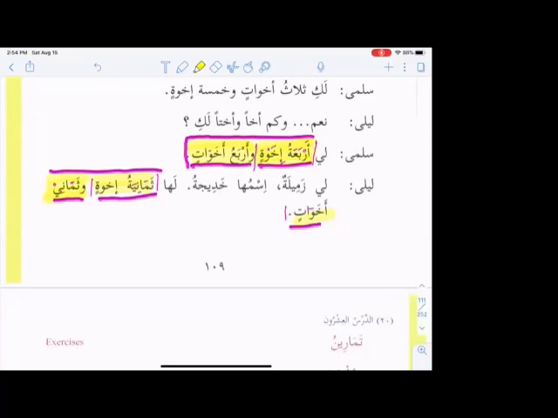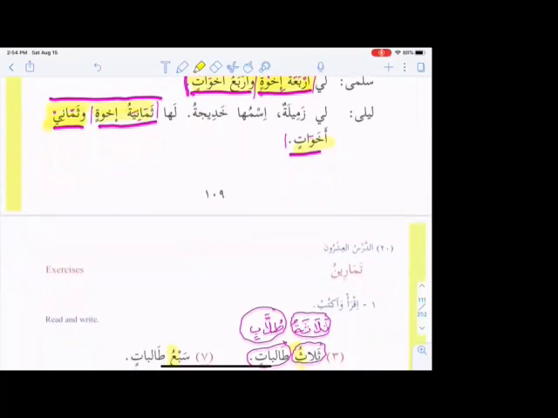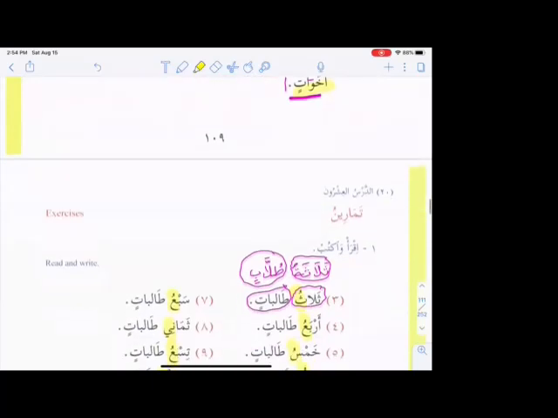So did you get the idea? That's it. Laha li zamilatun. I have a classmate. Ismuha Khadijatu. Laha samaniyatu ikhwatin wa samani akhwatin. She has 8 brothers and 8 sisters. Fine. Alhamdulillah, we got it.